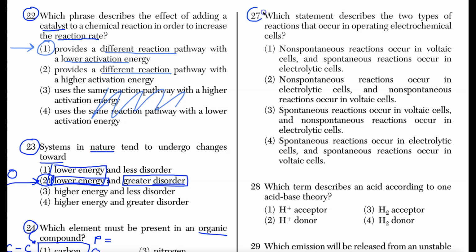Number 27, which statement describes the two types of reactions that occur in an operating electrochemical cell? Electrochemical cell is a fancy word for the application of redox reactions that either produce energy, like a voltaic cell or a battery, or require energy to force the reaction together in an electrolytic cell, or electrolysis. So we need to understand what non-spontaneous and spontaneous are.